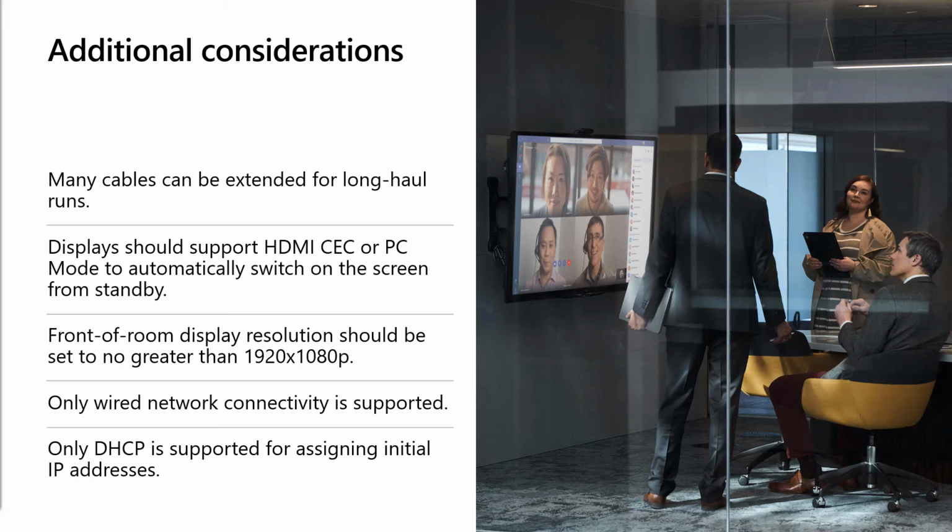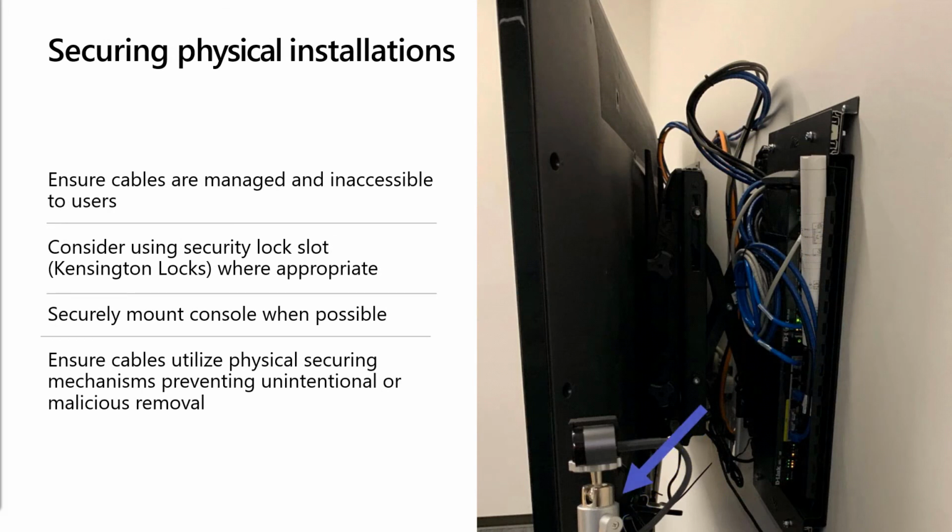We do not support Wi-Fi for Teams Rooms. And only DHCP is supported for assigning the initial IP address. However, once the system is up and running, you can sign in as admin and enable a static IP address. Many of the devices can be locked or secured to help prevent theft or other actions taken against the devices. In this picture on the right, we see an arrow pointing to a locking mechanism to secure the display to the wall. Be sure to securely mount devices and use the security offerings given by the vendors.